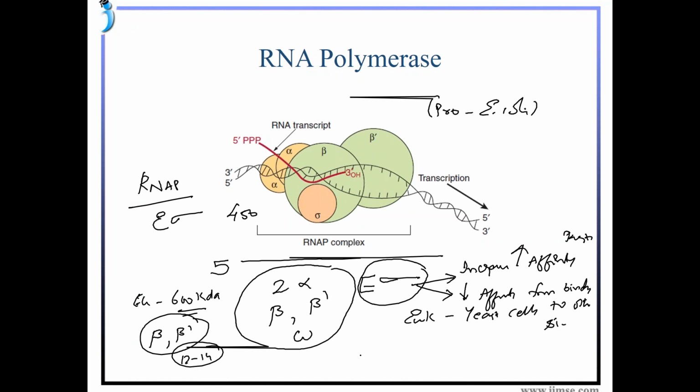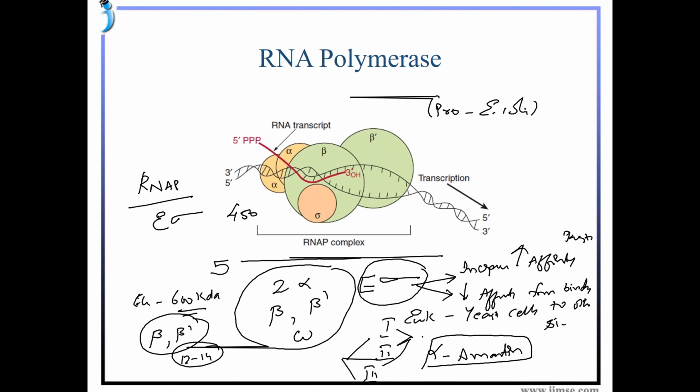Eukaryotes have 3 types of polymerases: type 1, type 2 RNA polymerase, and type 3 RNA polymerase. How they are differentiated is based on sensitivity to a toxin called alpha amanitin. This is a toxic protein that comes from mushrooms. This is also asked as an MCQ: how you differentiate type 1, type 2, type 3 polymerases based on which toxin, that is alpha amanitin.